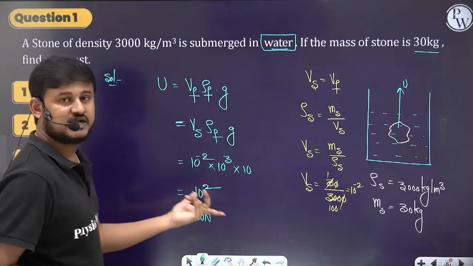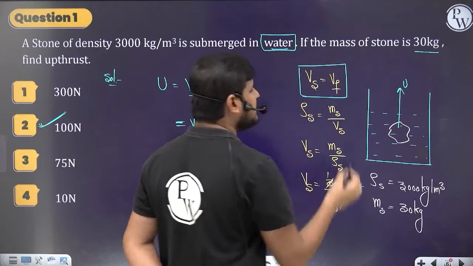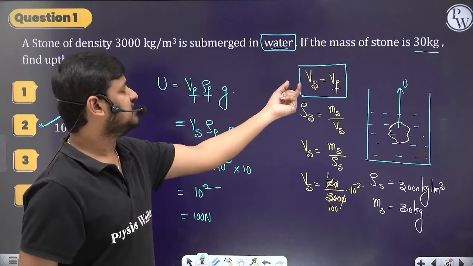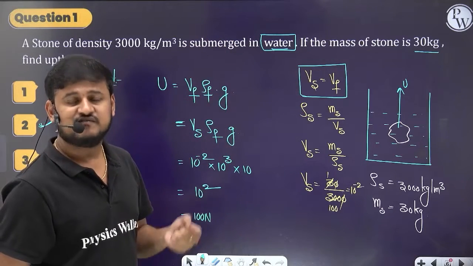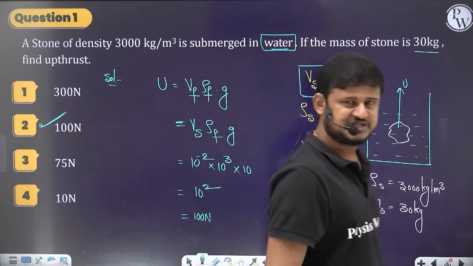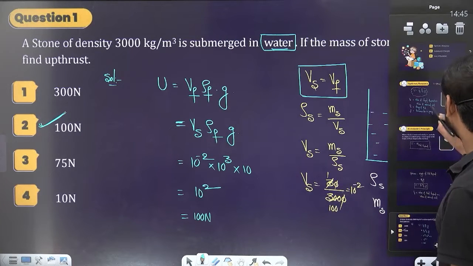We calculated. So here the hint that you should catch here, if an object is completely immersed inside the liquid, we can say that the volume of the fluid displaced will be equal to the volume of the solid, the volume of the object. So here the object is stone, so that's why I took the stone. So I'll write that statement here.